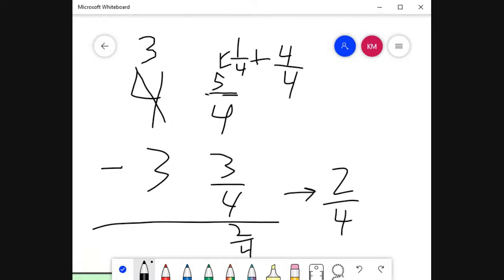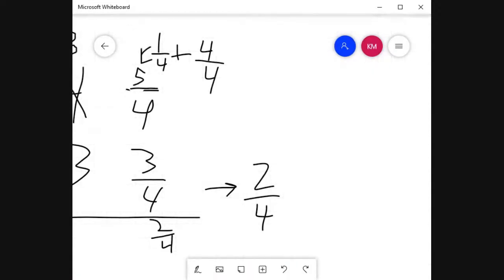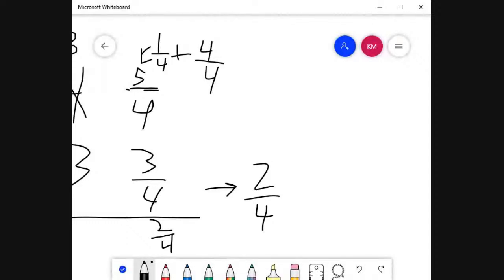Now, if you remember earlier in the week, we learned how to reduce our fractions. But here's a quick reminder of how you reduce fractions. Reducing and simplifying means getting it to the smallest term possible, meaning the top number and the bottom number have a factor in common, other than the number 1, that will allow them to get smaller. So, what does that look like?